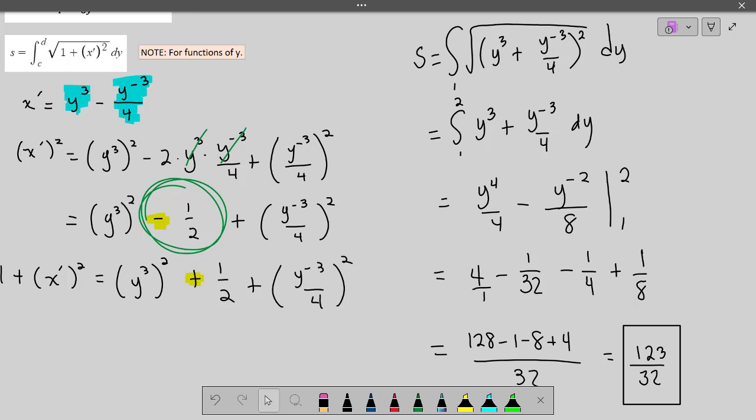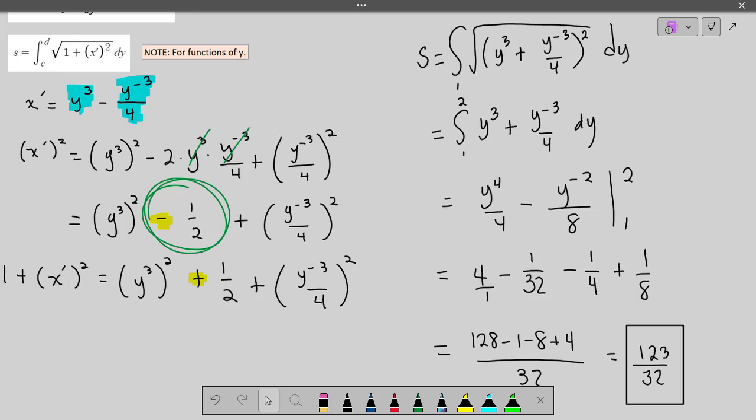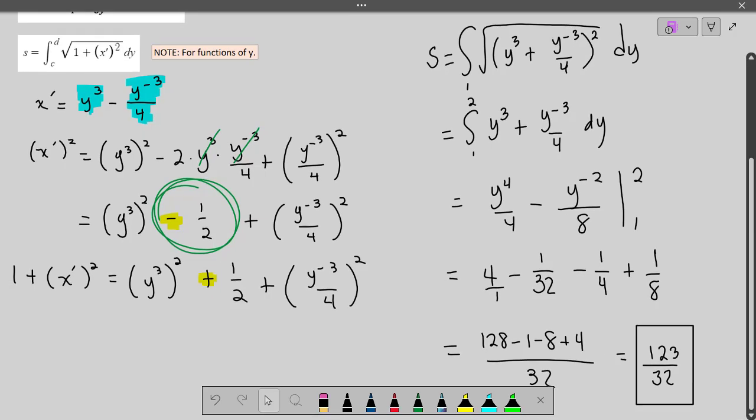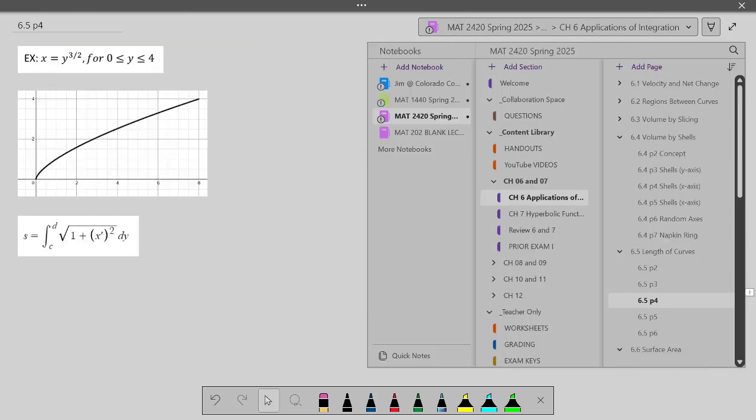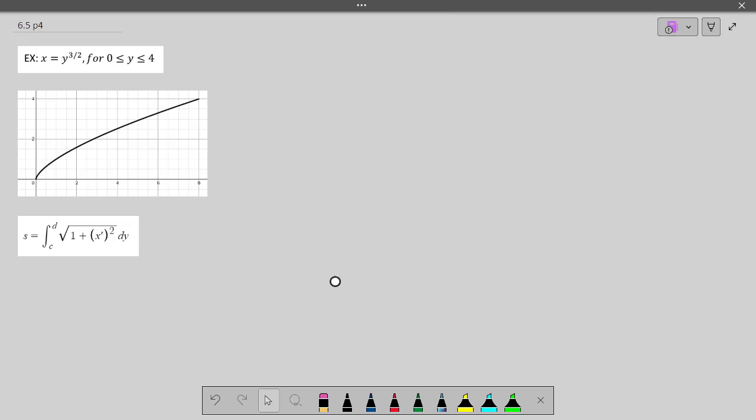Next. So where would we go from our bottom 1 plus x prime squared if we don't have the 1/2? We'll do an example of that now. Yeah, so if we don't have this perfect square trinomial thing, there's all sorts of ways that it can work out. So let's take a look at one that isn't as nasty as that.